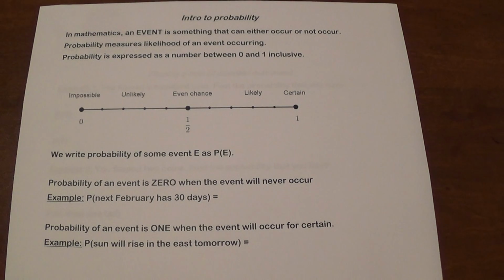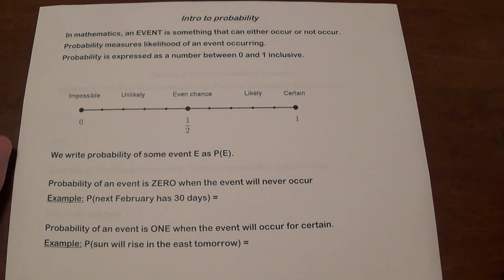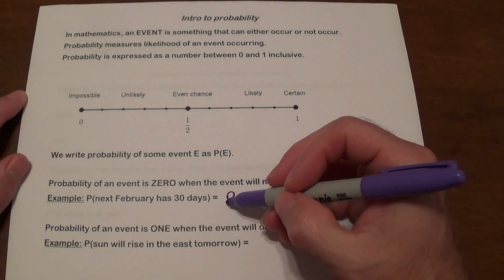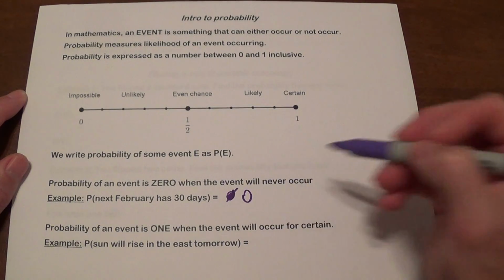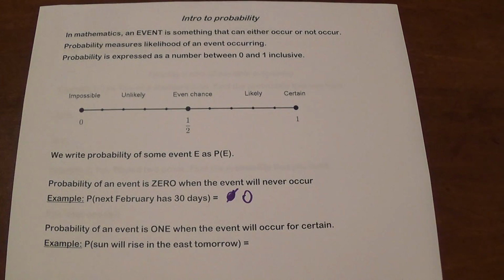So probability 0 is when an event is never going to occur. So here's an example. What's the probability that next February is going to have 30 days? That's going to be 0, not ever going to happen.